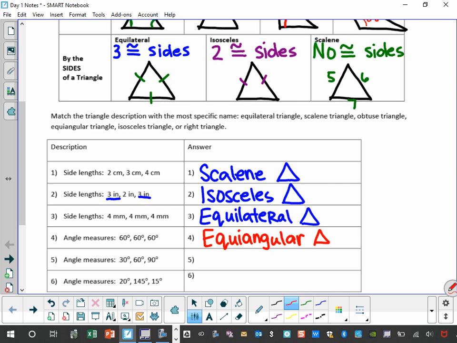That's an equiangular triangle. All right, what if my angle measures are 30, 60, 90? Sam, what do you think? Look at your notes. So you have equiangular, acute, right, or obtuse. If it has a right angle, you see that 90 degrees? It will be a right triangle. I mean, it could be acute. Actually, no, it can't be acute. Your only answer there is a right triangle.